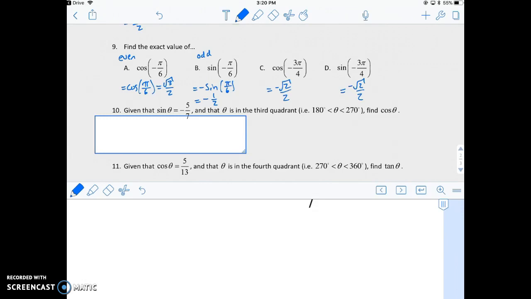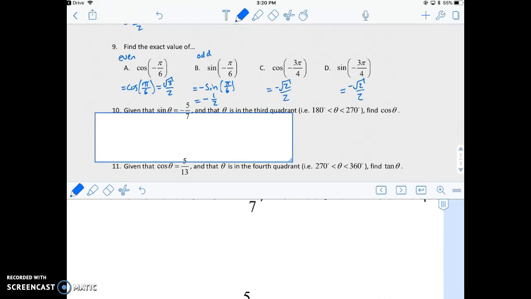So we're told that sine of theta equals negative 5 over 7, and that theta is in the third quadrant. So if we create a nice set of axes here, we're told that our angle theta is in quadrant 3. Right? Here is our angle. It makes a nice right triangle there.